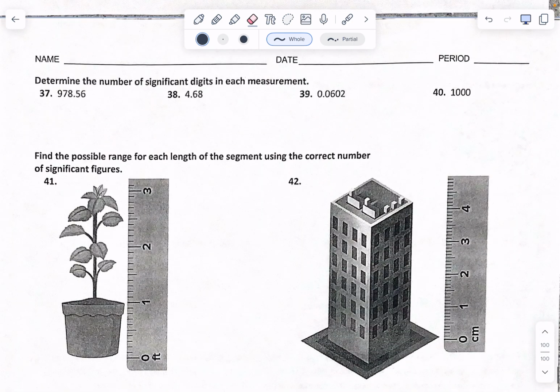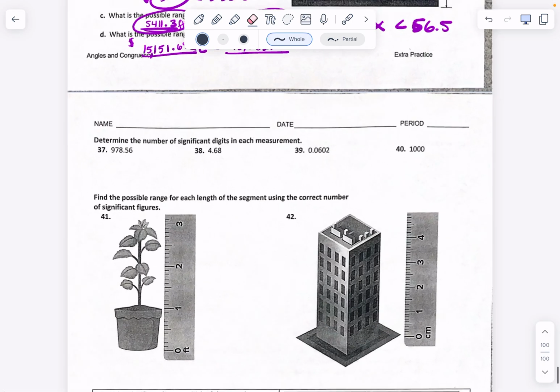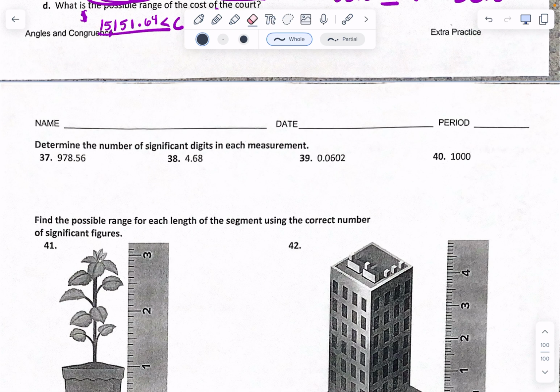Okay, all right, here we go. Sig figs: you do these, you do these four, and we'll check. And then we'll stop for the day, maybe. How many sig figs?